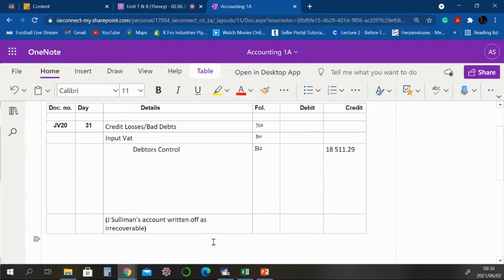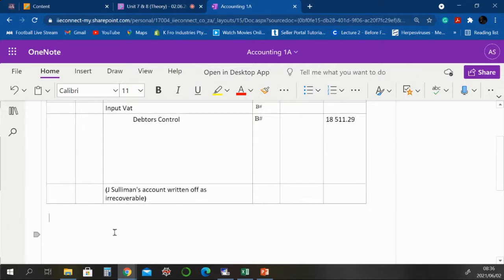So since we know there's an interest portion in this 18,000, what we then need to do is to remove that interest portion. So we say 18,511.29 minus. Now we go back to the debtors ledger and we say, how much did we charge them again for interest? It was 218 cents. So minus that 280, 18 cents. And what do we get?